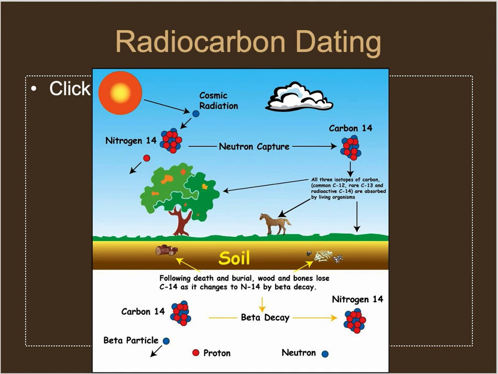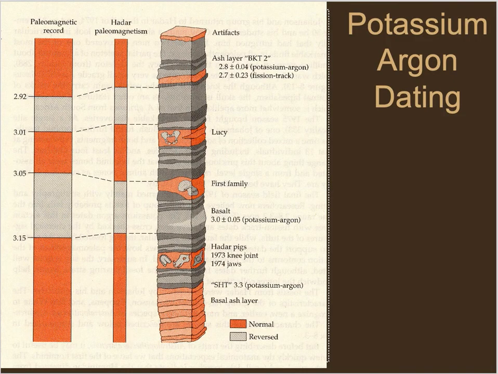Now this is great, but if you go back earlier than 50,000 years ago, all the C14 will be gone. There's no way you can date it with C14 anymore. That's a little bit of a problem. So what do we do? Use a different isotope. Use an isotope that has a longer, what we call half-life. It takes longer to break down.